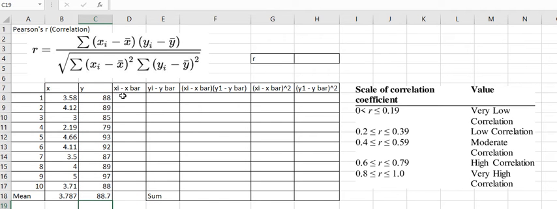So we have Xi minus X bar. That means this one minus this one. We use the dollar sign in here. So when we drag this one down, the value of the mean does not change the cell in here. Now let's go to this one minus this one.